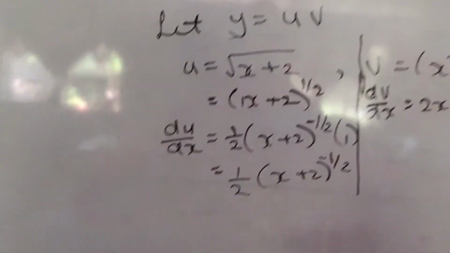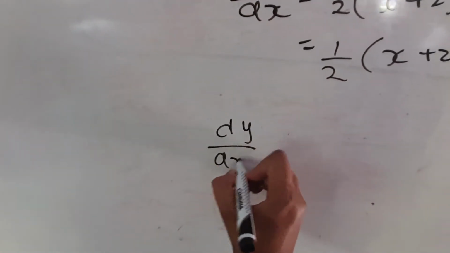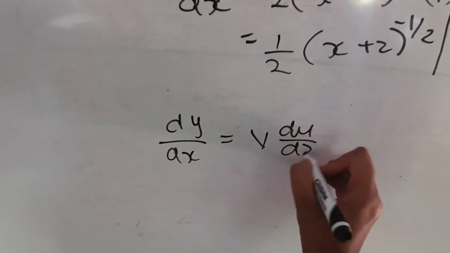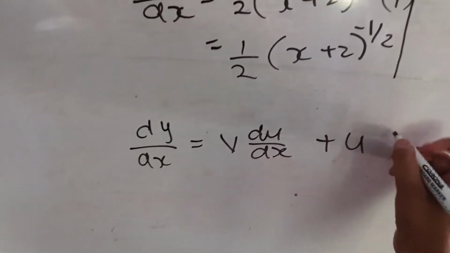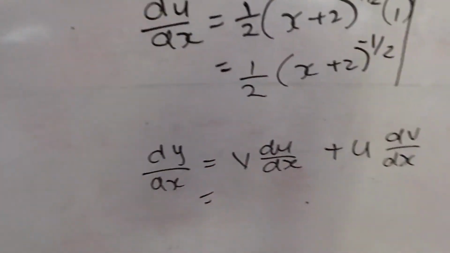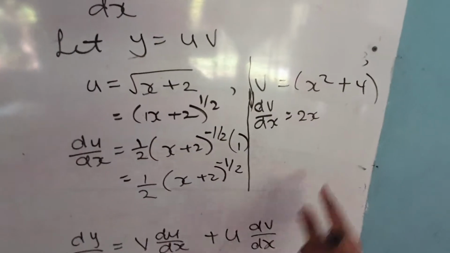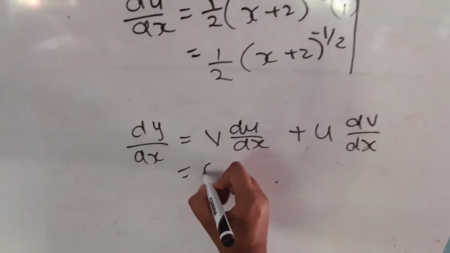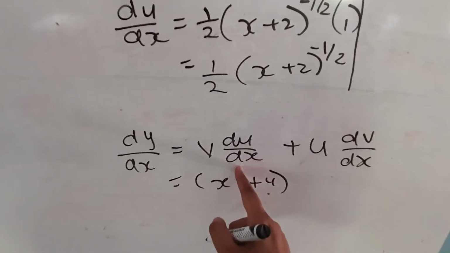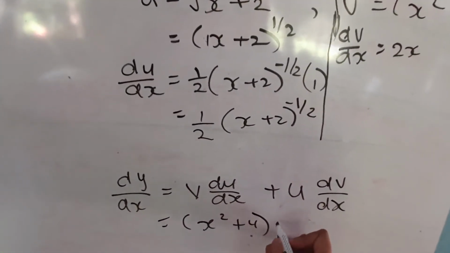Right, now we're going to employ the product rule. So I'm going to write down what it is. dy dx is equal to v du dx plus u dv dx. Alright, so we're going to substitute everything that we need, right? So v is this expression here, so we're going to write that. So it's x squared plus 4, then du dx. du dx is this here. It's a long expression. Just take your time.